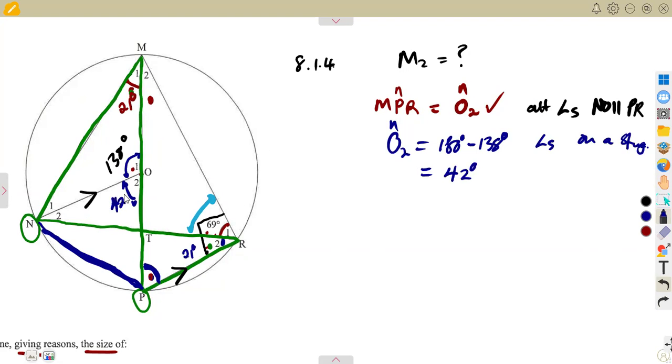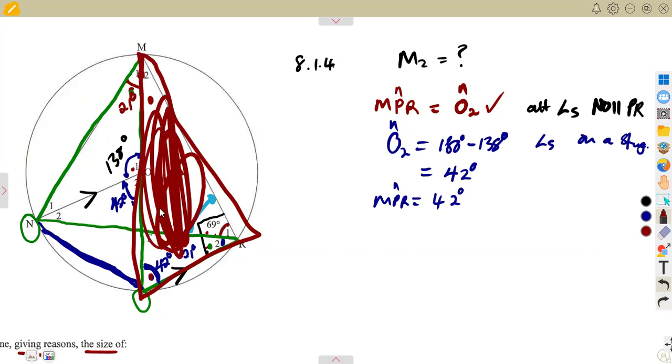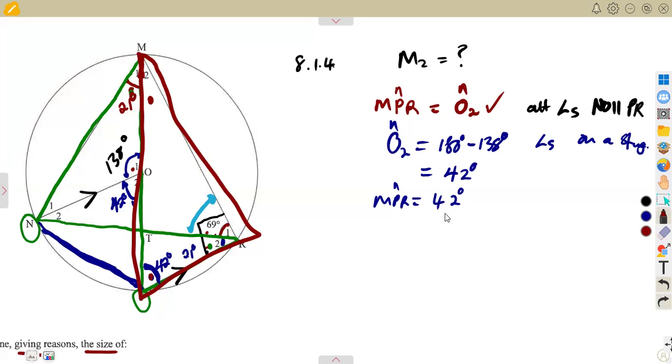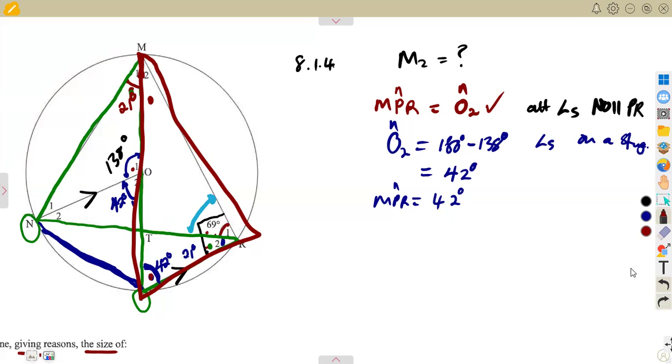So if this angle O2 is 42 degrees, it means this angle, which is our MPR, is also 42 degrees. Having angle MPR as 42 degrees, how is this going to help us calculate angle M2? It is going to help because we have a triangle here, and as long as there is a triangle, whether it's a right-angled triangle or a non-right-angled triangle, the angles inside always add to 180 degrees.